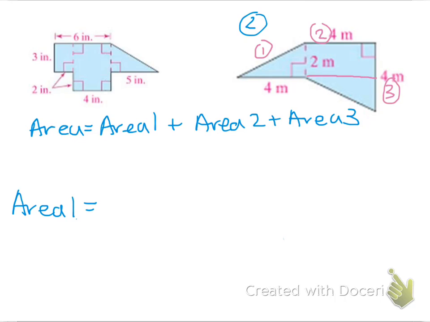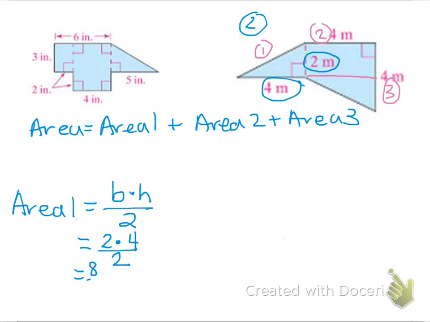Well, this is a triangle. And so my formula for the area of a triangle is the base times the height divided by 2. So let's look at my triangle specifically. The base for our triangle is 2 meters. So our base is 2 times our height, which is 4, divided by 2. 2 times 4 is 8 divided by 2. 8 divided by 2 is 4. Don't forget your units, so it's 4 meters squared. We've got the area of shape 1.